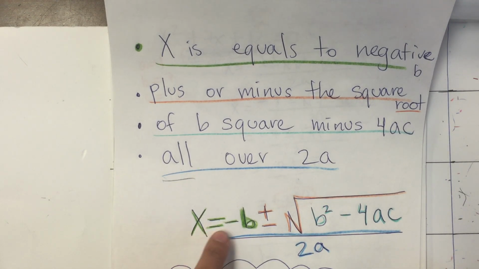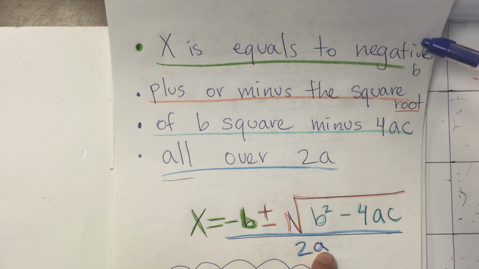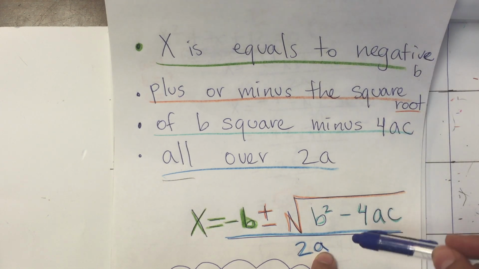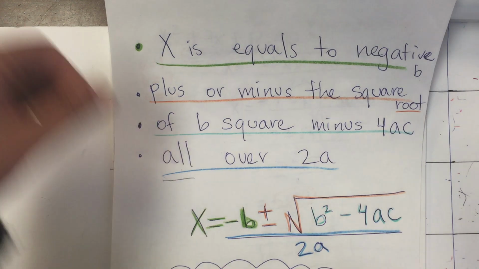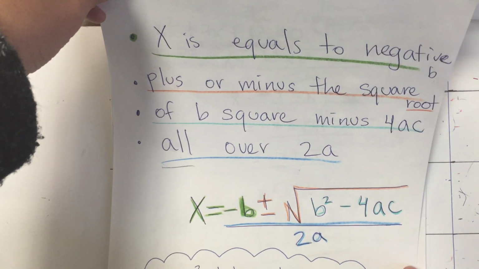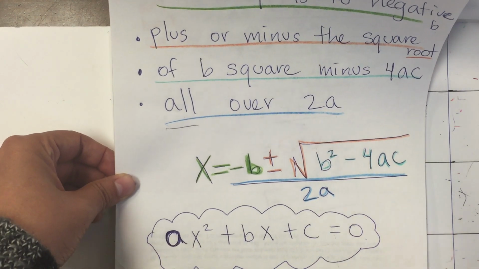So x is equals to negative b plus or minus the square root of b squared minus 4ac all over 2a. So I would like for you to write down the song, to write down the formula, remember it, and we're going to be doing some examples right now of how to apply it. So maybe pause it and take note of that.